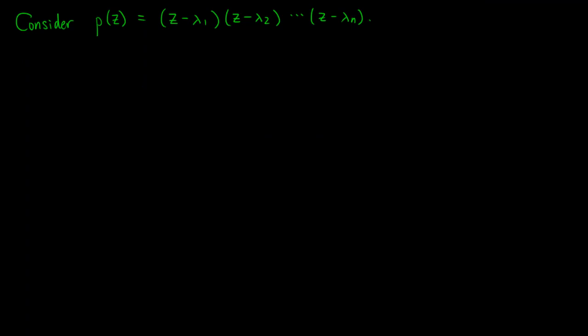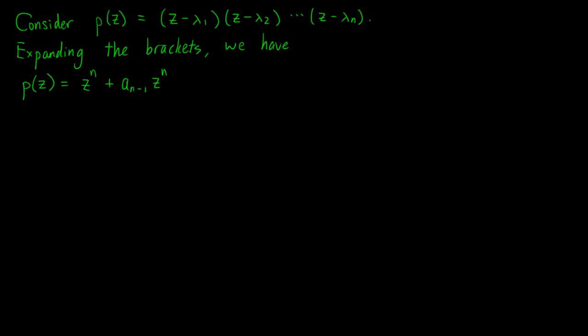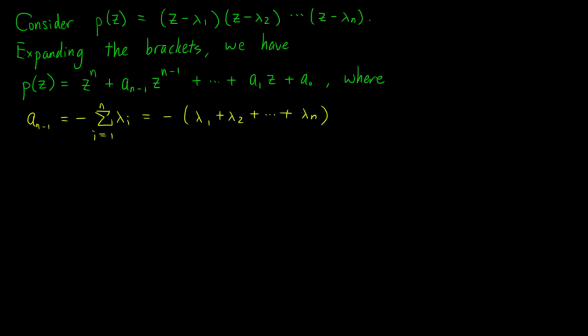Now, consider the polynomial p of z of the form z minus lambda 1 times z minus lambda 2 all the way to z minus lambda n. If we expand the brackets, we have p of z equals z to the n plus an minus 1 z to the n minus 1 plus all the way to a1 z plus a0, where an minus 1 equals negative the sum of lambda i from i equals 1 to n, which equals the negative of lambda 1 plus lambda 2 plus all the way to lambda n.